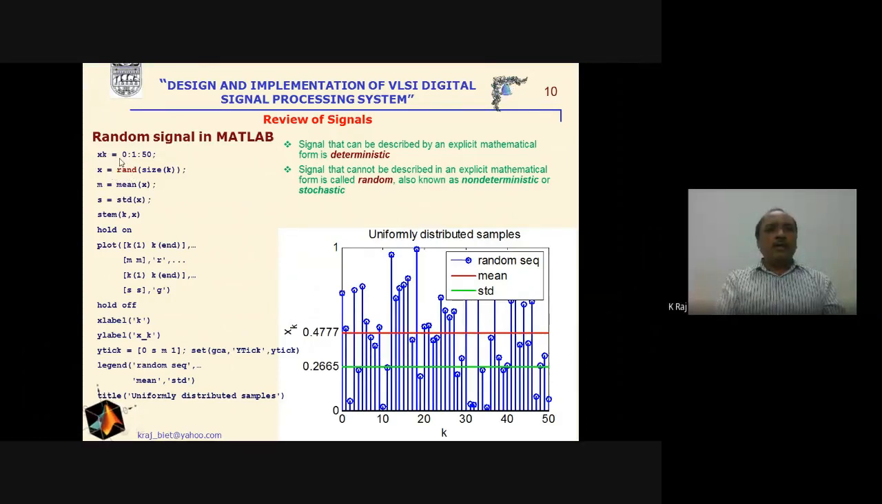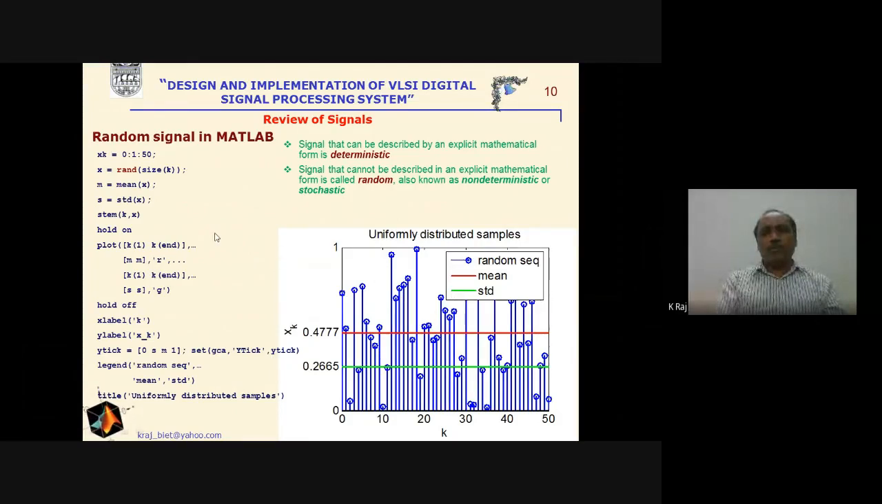So if we write here xk is defined from 0 to 50, with a gap of 1, and x uses the random command rand to generate the random function. Then we will generate the mean of this function and the standard deviation of this function, and then the stem function, that is the discrete time step function related to k and x. So what is happening? We are generating the random function, then calculating the mean and standard deviation, then the corresponding discrete time signal, and then plotting these functions. So we are plotting three functions.